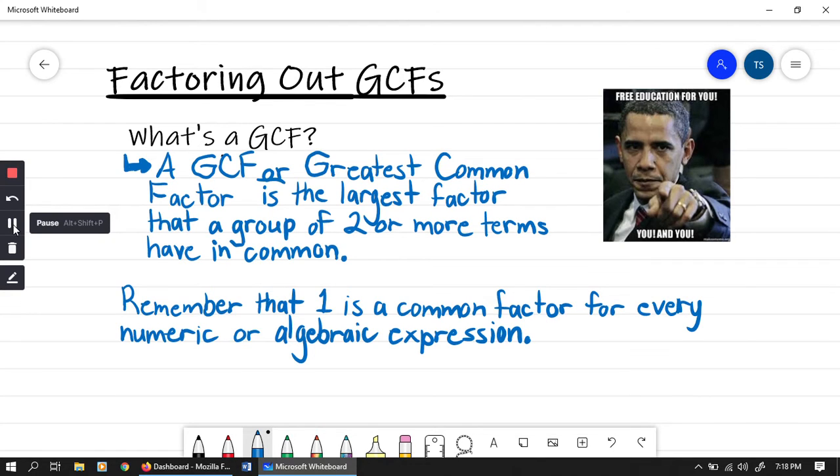Please remember, guys, that the number one is a common factor for every numeric or algebraic expression that there is. Whether we're talking about just a constant, a number by itself, or some type of expression that also includes variables, one is a common factor for every type of expression, period.